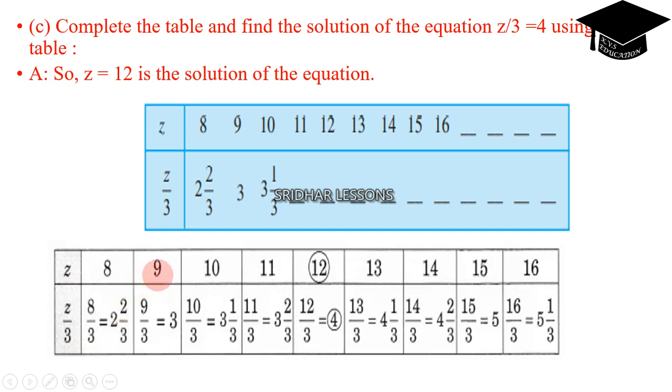Next, 9. 9 by 3 is equal to 3. 10, 10 by 3. 11, 11 by 3. For 12, it is 12 by 3, which is equal to 4. So, z is equal to 12 is the solution of the equation, because z by 3 is equal to 4, for which the value 12 by 3 is equal to 4.